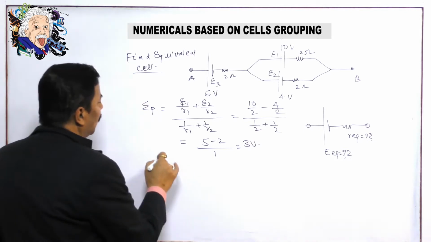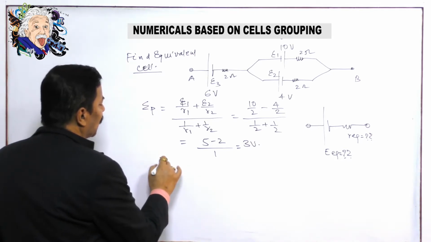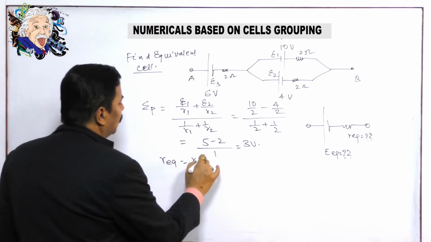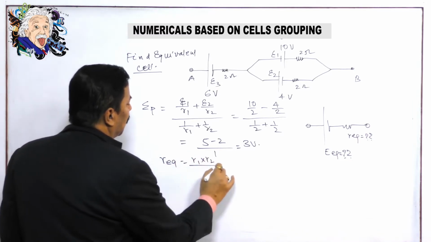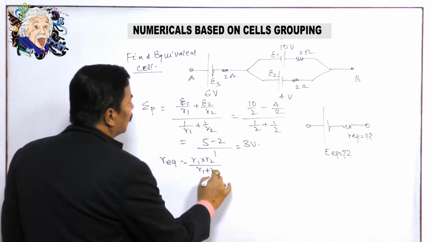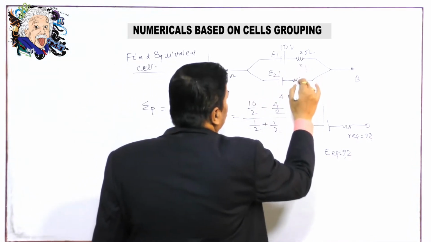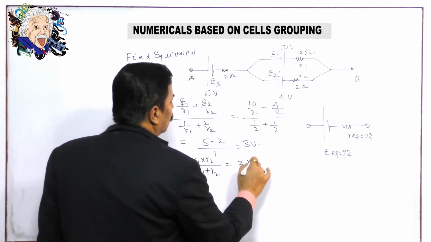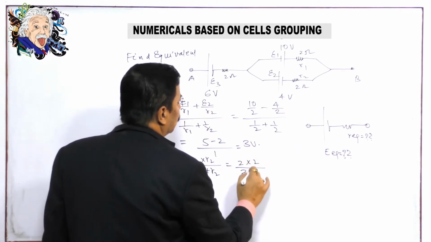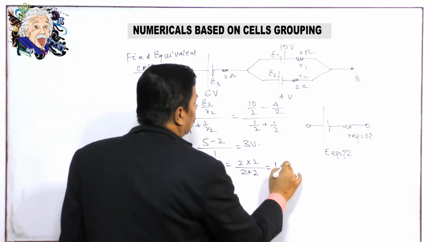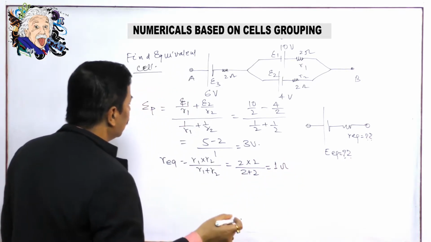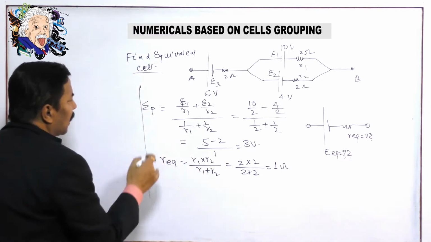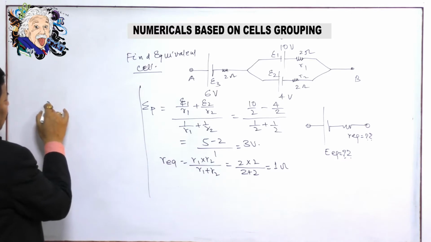And what is R equivalent? R equivalent is R1 into R2 by R1 plus R2. This is your R1, this is your R2. So we get 2 into 2 by 2 plus 2, that is 1 ohm. So next thing to understand is that this can be replaced by this one.